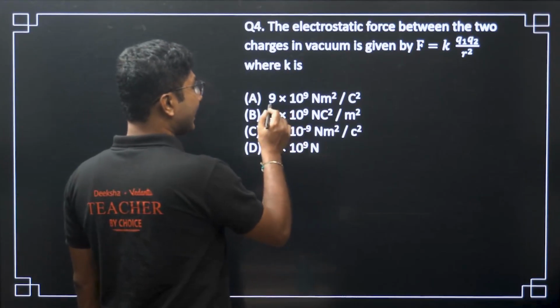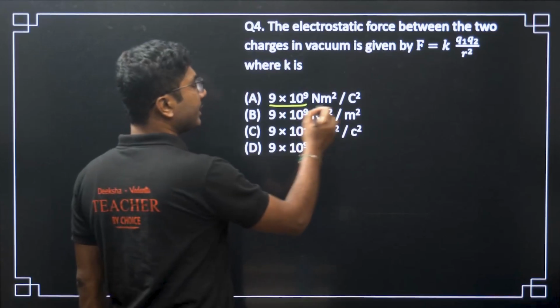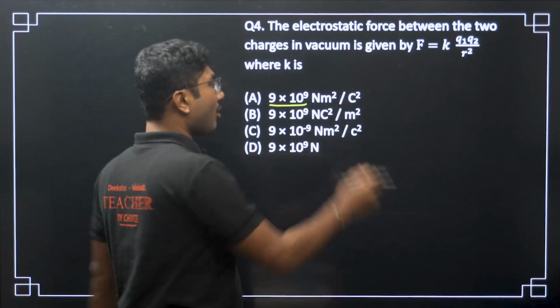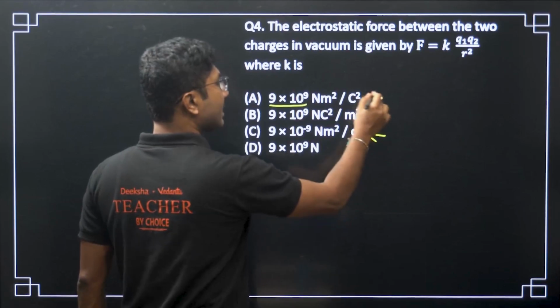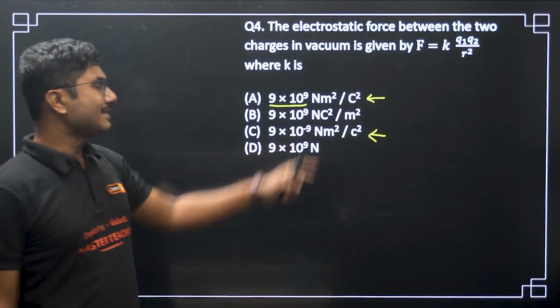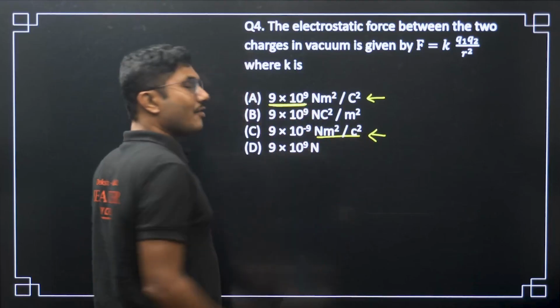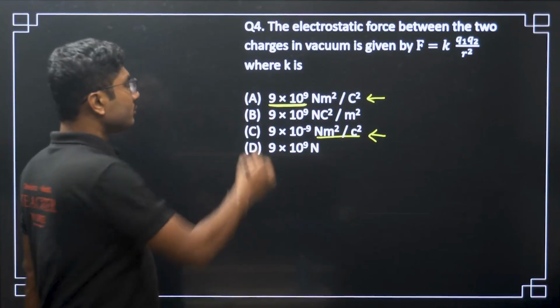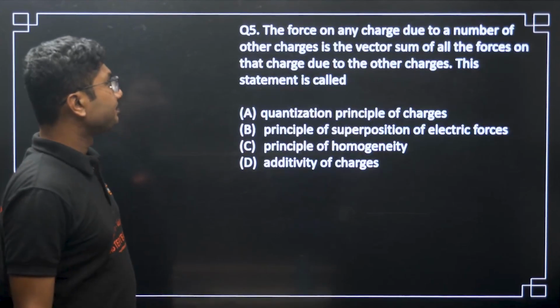If you see, 9 into 10 to the power of 9 we know, right? Now what will be the unit? Newton meter square per Coulomb square or Newton Coulomb square per meter square? If you see the options, there are two options having the same unit, that means this unit must be the correct unit, and this is the correct value that we already know, so we can directly mark option A as correct.